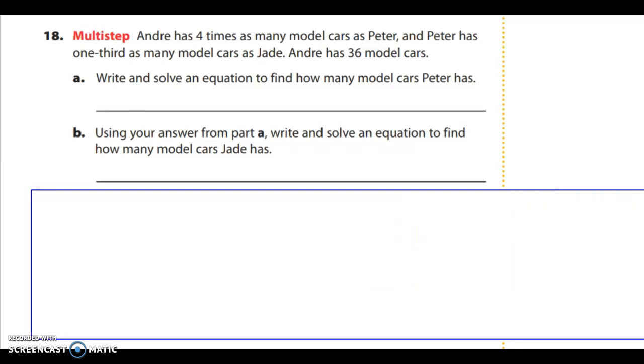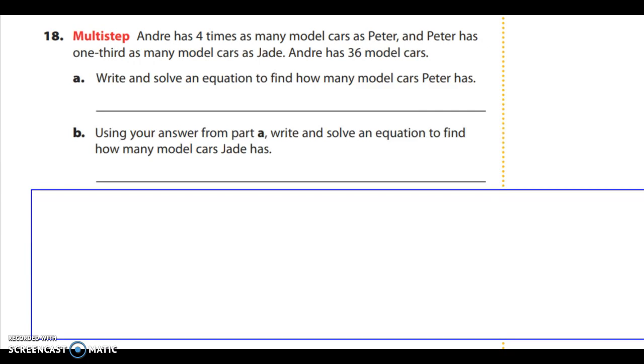I'm going to read it all through with you, and then I'm going to show you how to ignore what we don't need to start. Number 18, multi-step. Andre has 4 times as many model cars as Peter. Peter has 1/3 as many model cars as Jade. Andre has 36 model cars. Write and solve an equation to find how many cars Peter has.